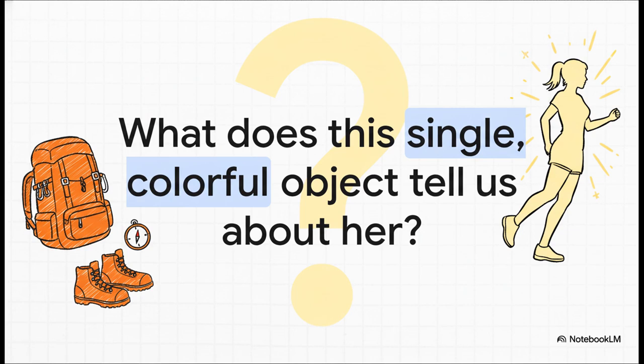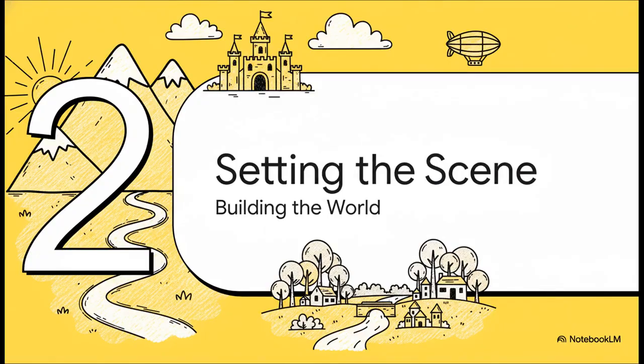So what is this one object telling us? Well, it suggests she's prepared. Backpacks hold your gear. But that bright color also sends a signal that she is the focus of this story. She's not just some passive observer in this world. She is the vibrant main character moving right through it. Okay, so we have our hero. But a hero's not much without a world to explore. So, next up, let's see how the setting is built just as efficiently.